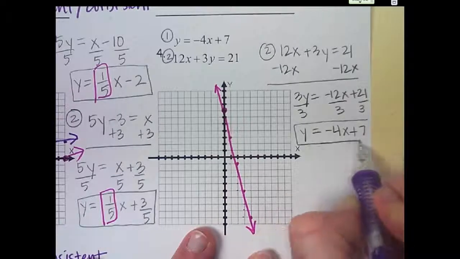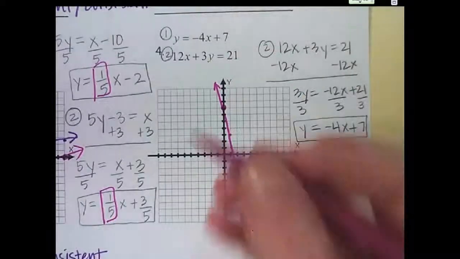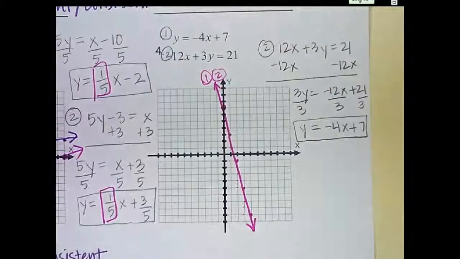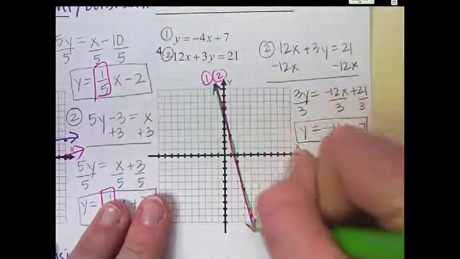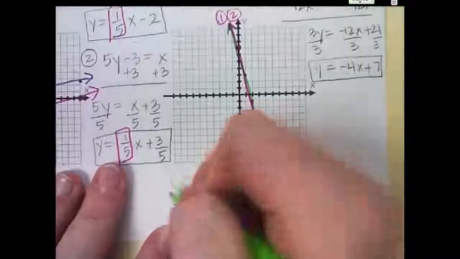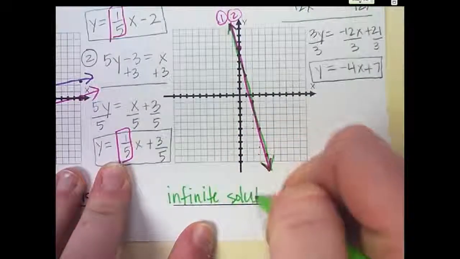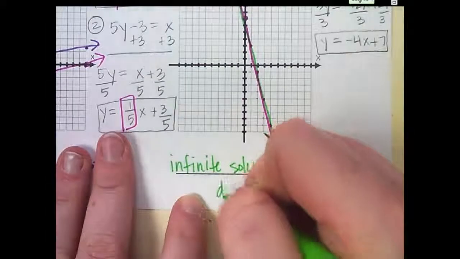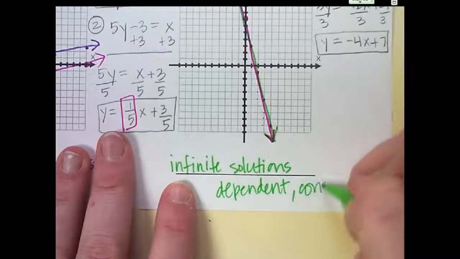What do you notice about these two equations? They are the same. So it doesn't matter over here if you want to do a number 1 and a number 2 because it's both of them. If you want to do 2 different colors, or you can just graph one line. It doesn't matter because then down here I'll know that you know it's the same line because we're going to say infinite solutions and classify that as dependent and consistent.